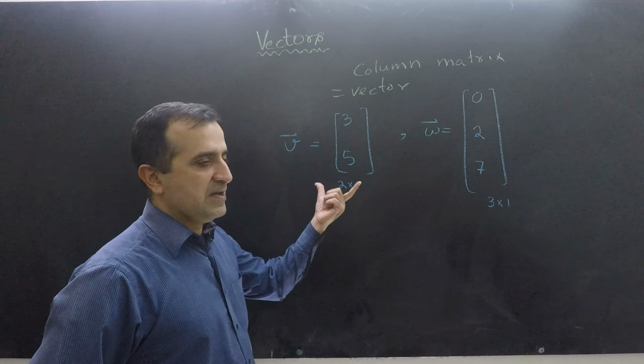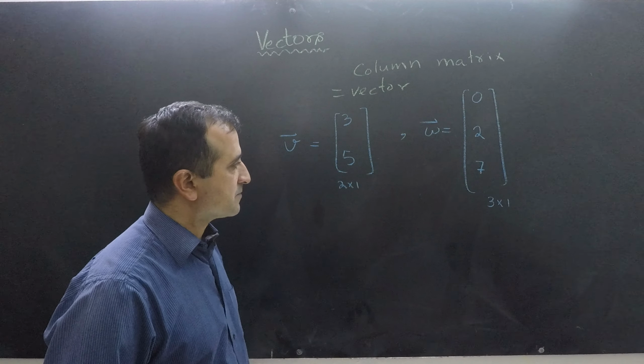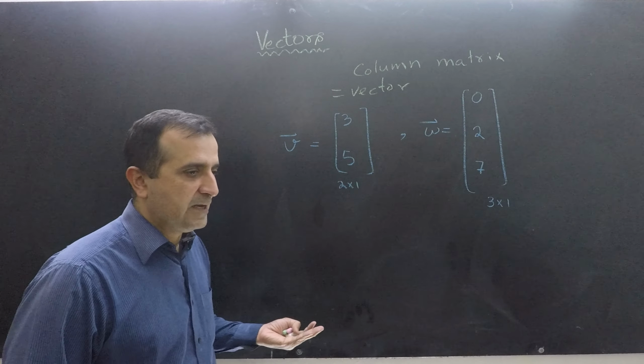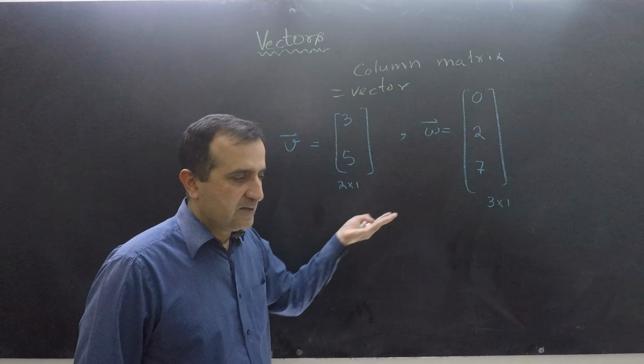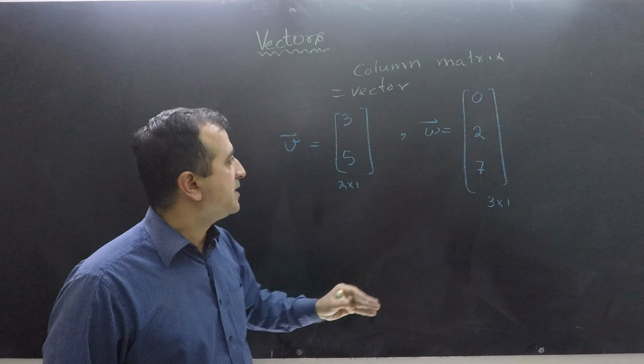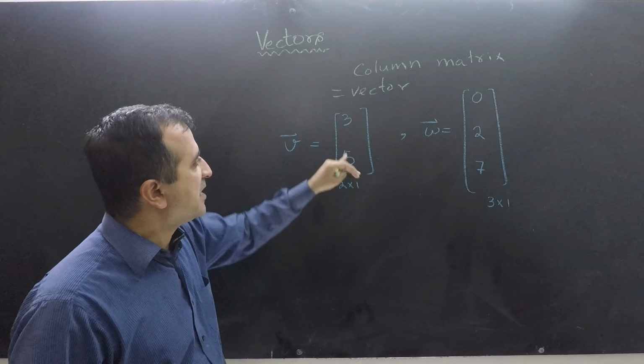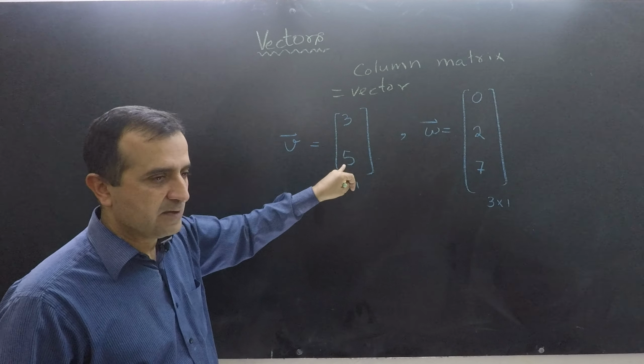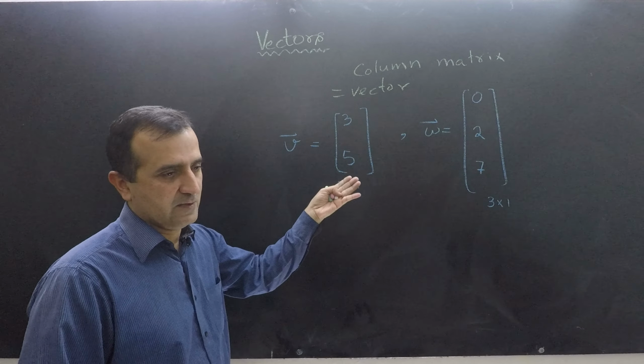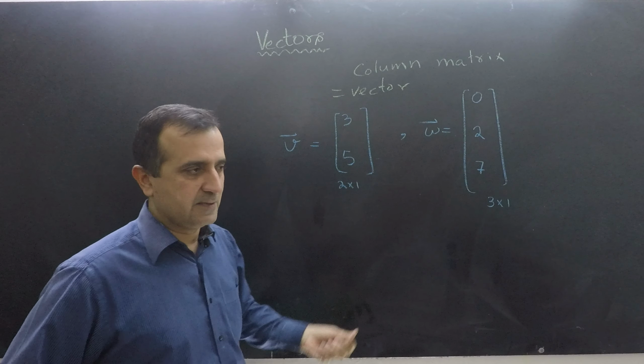So these are the definitions and the examples of vectors. I hope that you will be able to understand what vectors are. They are just column matrices and their order matters. Order means that if we have 5 here and 3 here, that will be a different vector, not the same vector, right? So the order of the numbers matters.